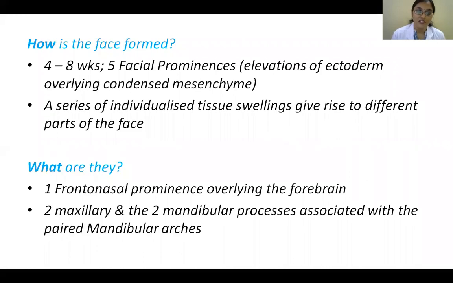Now we should know where the frontonasal prominence, the maxillary and the mandibular processes come from. The frontonasal prominence overlies the developing forebrain. In the image of the folded embryo, I told you that big elevation is because of the developing forebrain, and overlying it develops the frontonasal prominence. Just below it you have the first pharyngeal arch, called the mandibular arch, which gives rise to the mandibular process, and the process just above it is the maxillary process. This is how these 5 prominences are associated with the forebrain and your first pharyngeal arch.